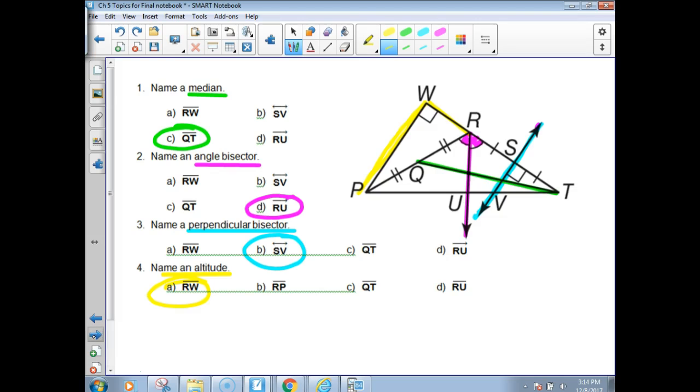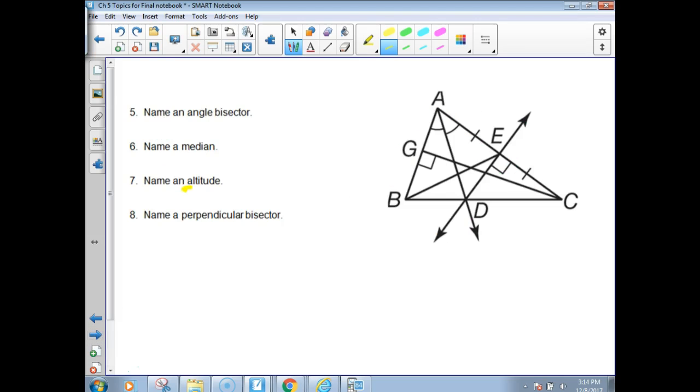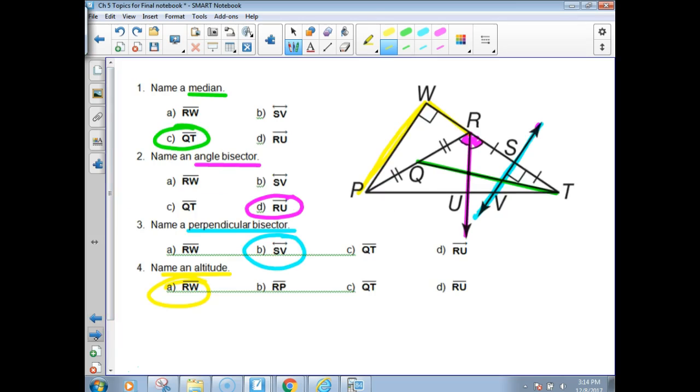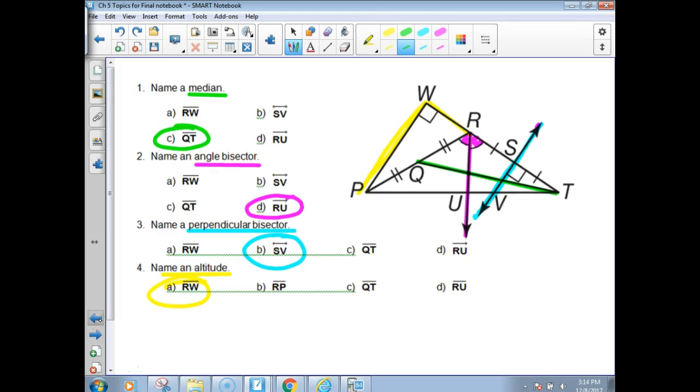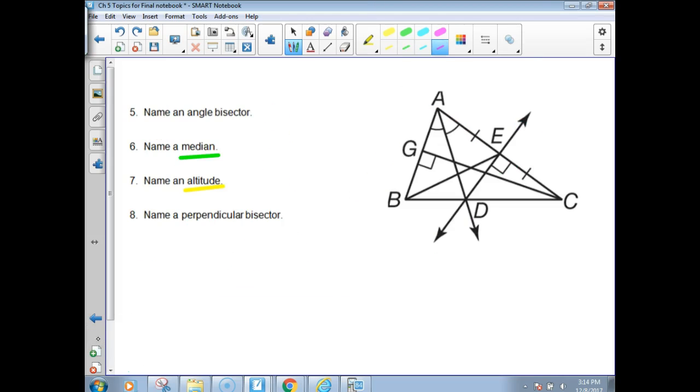Okay, let's try another example. So I did altitudes in yellow. I did medians in green. I did an angle bisector in pink, didn't I? And I did the perpendicular bisector in blue. Now, you may not have all these colors, but as long as you can answer them. Angle bisector, easy peasy, lemon squeezy. Look for an angle that's cut in half. Right up here, we've cut angles in half all year. Ray AD.